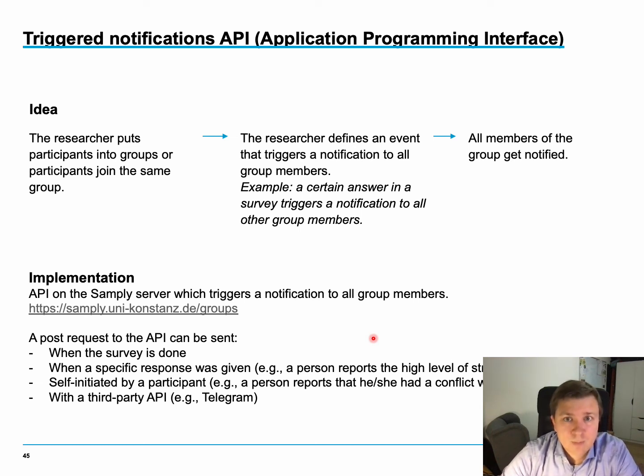The implementation of this mechanism is done through a POST request, which is sent to the Samply server. More information about that you can find on the website. So using this POST request allows you to send the trigger in case of any external event, for example, when the survey is done or when a specific response is given. You can also connect it with some third parties, for example, a Telegram bot. The trigger can also be self-initiated by one of the participants.